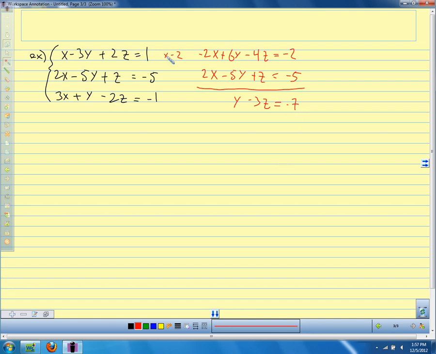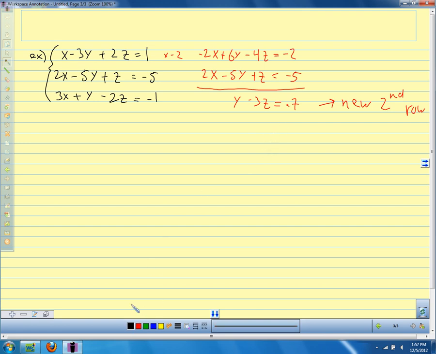So I multiplied the first row by negative 2, and I added it to the second row. This equation is my new second row. So I multiplied the first equation by a number, added it to the second row, and now I'm going to replace the second row with this equation. That's one of the row operations that we're allowed to do.